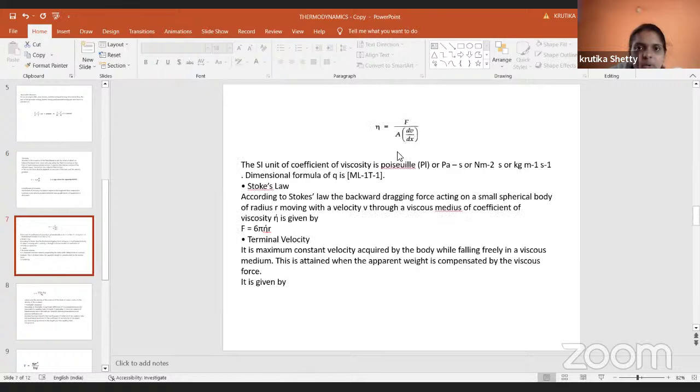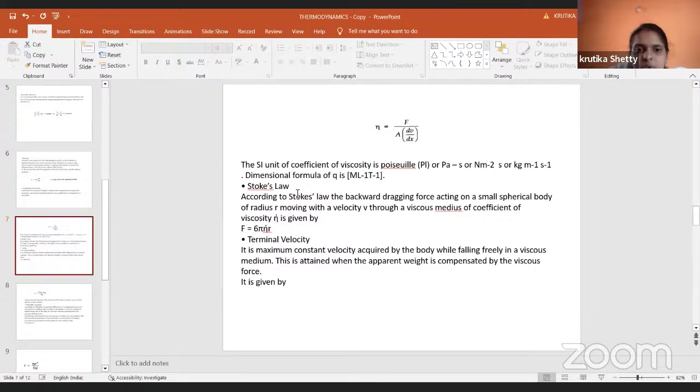The equation can be rearranged as eta is equal to F divided by A into dV by dx. The SI unit of coefficient of viscosity is Poiseuille. Then the dimension formula is given by M L raised to minus 1 T raised to minus 1.